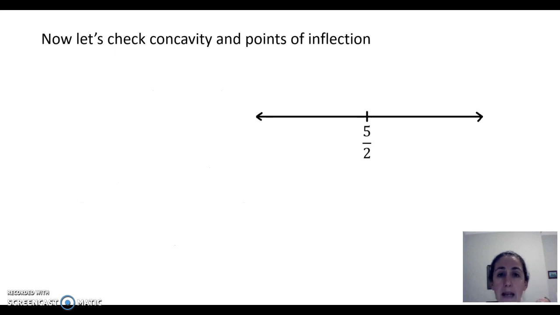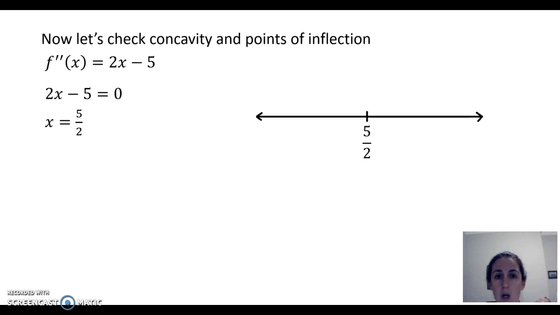So for concavity, we need to use the second derivative. We'll take the derivative again, and we get 2x minus 5. 2x minus 5 is linear, so that's never going to be undefined. We set it equal to 0, and we get 5/2 is the one value where the function can change from concave up to concave down. That's the only place that the second derivative can change from positive to negative or negative to positive.